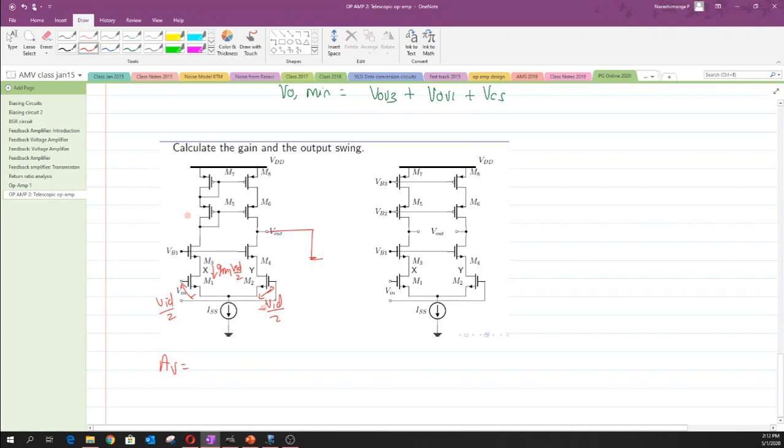VID by 2. And across this M2, let me use a different color, there exists a current because of the small signal minus VID by 2. Since there is a negative sign, the current direction would be shown in the upward direction, and that value is equal to gm2 VID by 2.